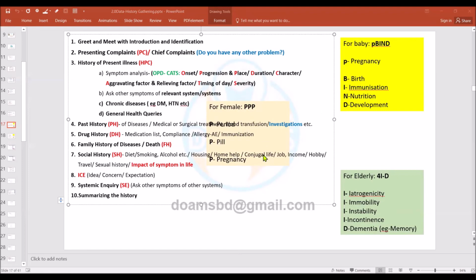These could be routine questions. If your patient is a baby, then it will be a routine question. If the patient is elderly, usually 60 years of age or more, it should be a routine question. If the patient is female, especially in the reproductive age, 3P should be asked.